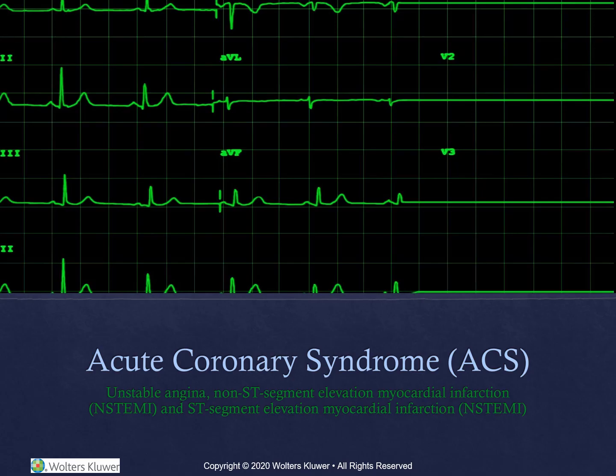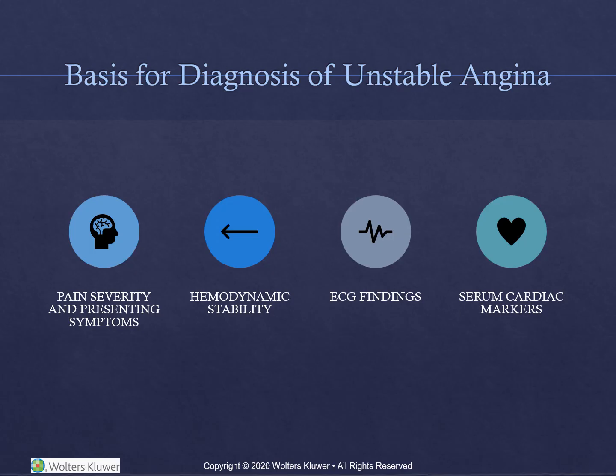So those were the stables. Now we're going to move on to acute coronary syndrome or ACS. And this includes unstable angina, non-ST segment elevation myocardial infarctions, NSTEMIs, and ST segment elevation myocardial infarctions or STEMIs. So we'll start with unstable angina.